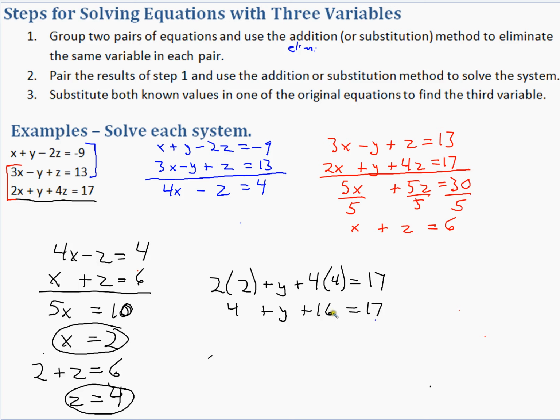4 and 16 is 20, so we're going to subtract 20 from both sides, and we get y is equal to -3. And when we write our answer, we want to put it as an ordered triple, not an ordered pair, but an ordered triple. Make sure you put it in the correct order. X comes first, so 2, -3, and 4. And so that's our solution.